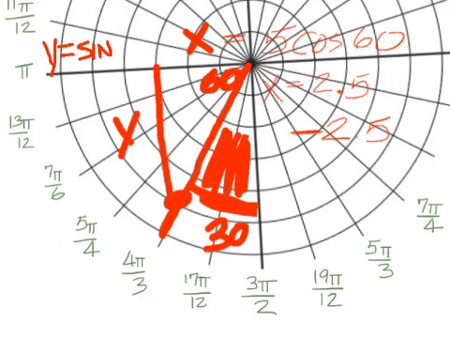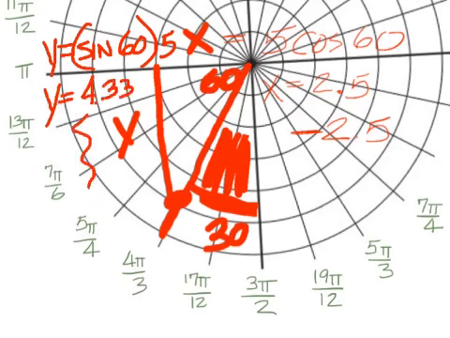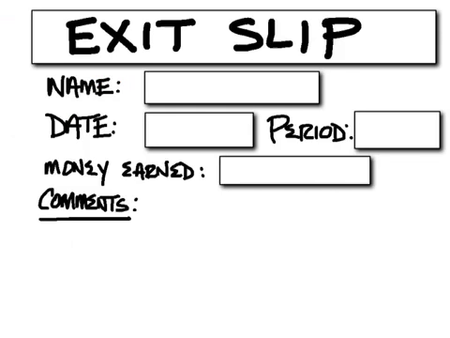To find y, remember y equals sine 60 degrees, and you have to multiply that by the radius, which is 5. When you do that, you should come out with 4.33, but remember you're in the 3rd quadrant, so it should be negative 4.33.